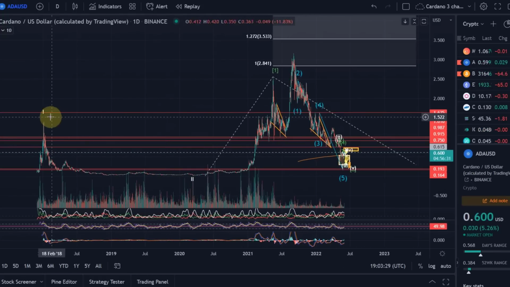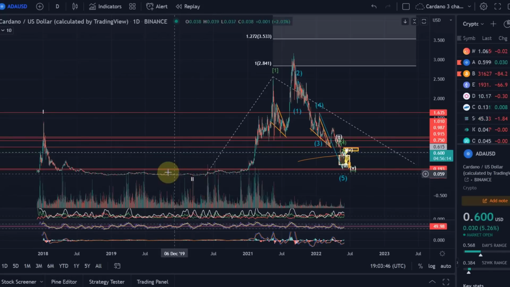At the end of 2017, or actually January 2018, when it made the first peak, this was Cardano's, or ADA's, first wave one, an impulsive wave to the upside, after which we came down in a very long bear market in a wave two in March 2020. We then moved up in another wave one.